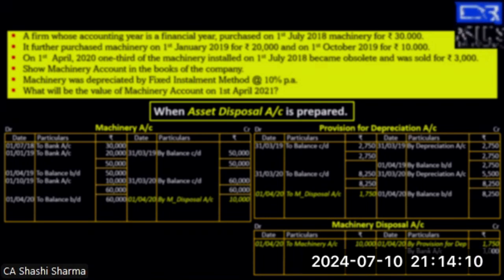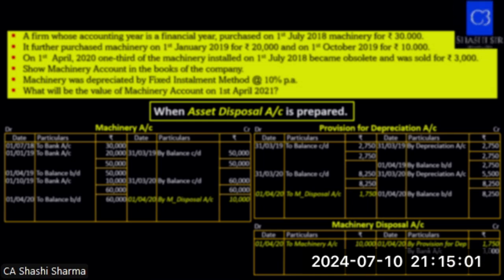And now the benefit of this method is that after making these three entries, you need not calculate profit or loss. You need not make a separate calculation for profit or loss arising on the sale of asset. Just find out the balance of this account. And that balance of this account will be either a profit or a loss. If the debit side is greater, then there is a loss. If the credit side of this account is greater, then there is a profit.